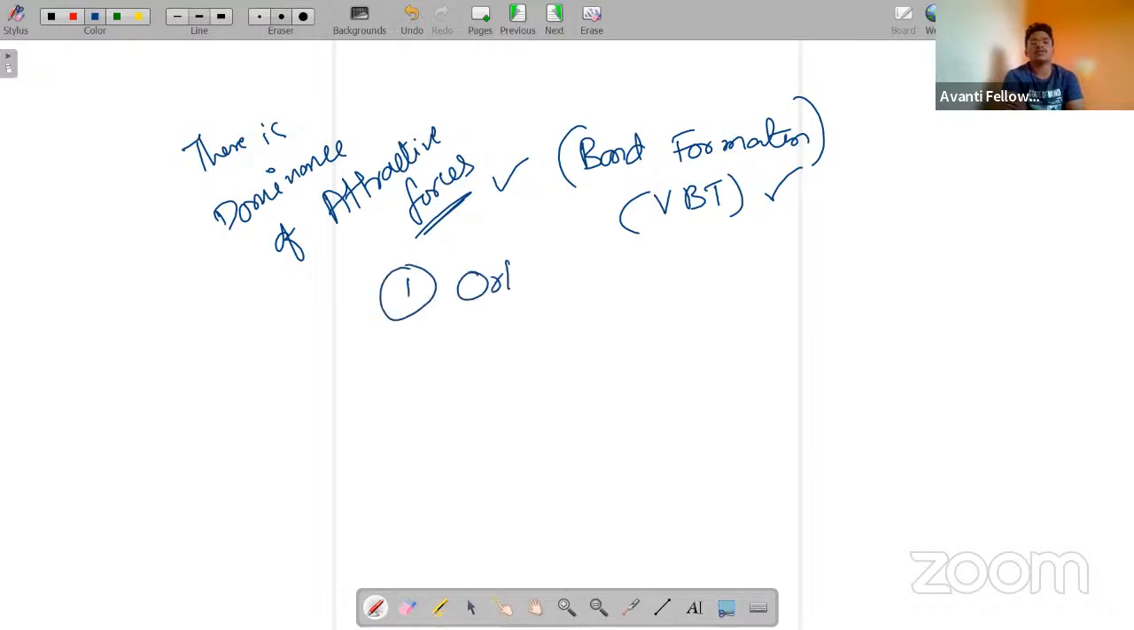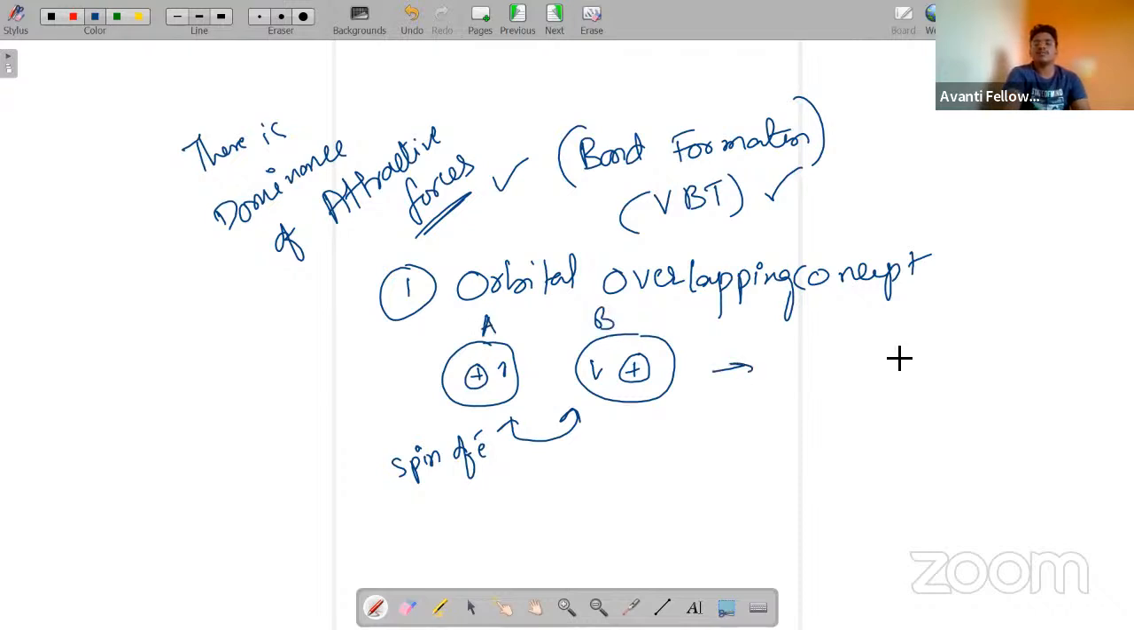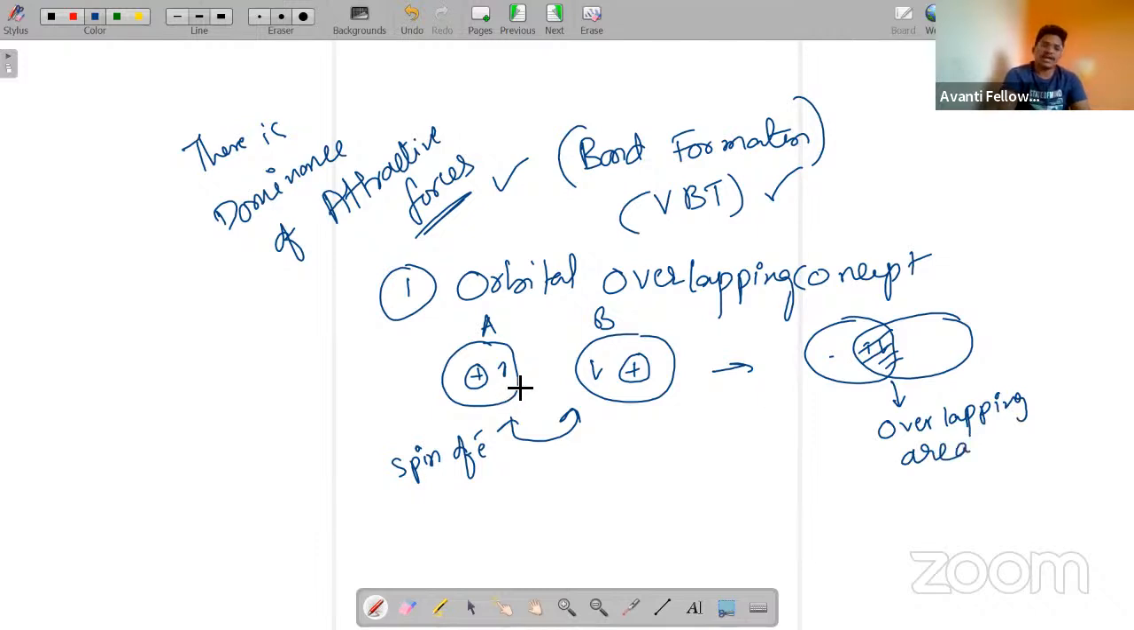Now, what is the orbital overlapping concept? It is when you have one orbital with one unpaired electron, and another atom with another unpaired electron, and the spin of the electrons must be opposite. So now this is atom A and atom B. When they try to form a bond, they will form a bond like this. This bond formation leads to an overlapping, and this is called the overlapping area.